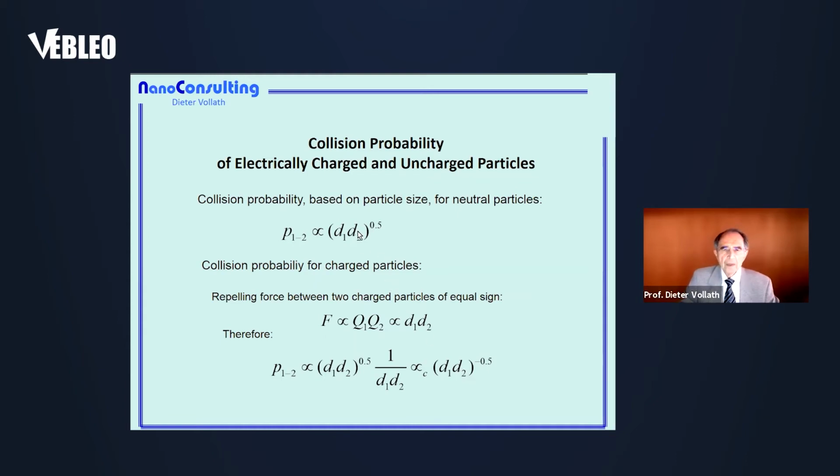Now, let us look at this in case of neutral particles. The probability for particle growth increases with increasing particle diameter. And in case of electrically charged particles, the probability for particle growth decreases with increasing particle diameter. This limits the growth of the particles.